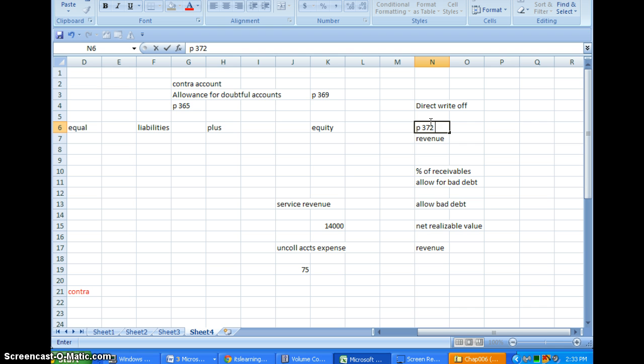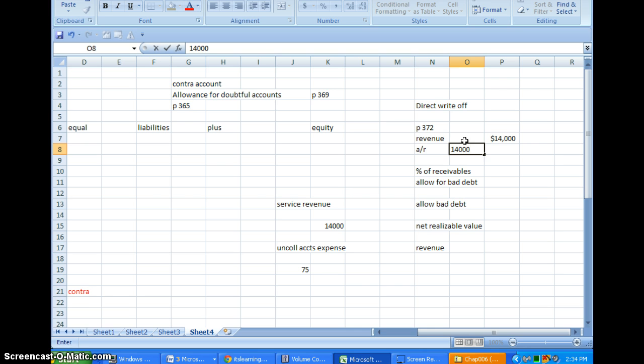If the amount of uncollectible accounts is immaterial, however, companies accept the minor reporting inaccuracies as a reasonable trade-off for recording convenience. So we're going to look at the example. Accounts receivable is $14,000. So revenue is going to be $14,000. We're on page 372. And AR is going to be $14,000. Revenue, $14,000. And AR is $14,000 as well.